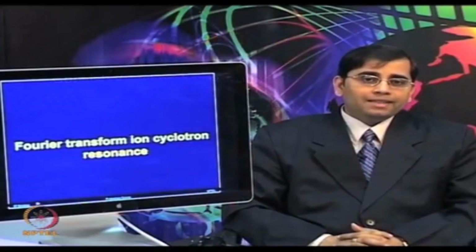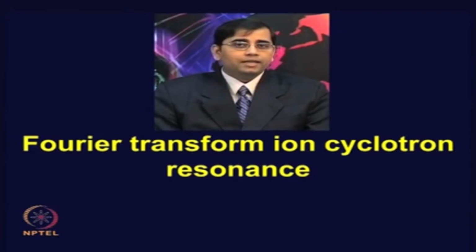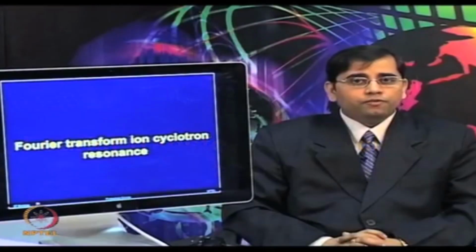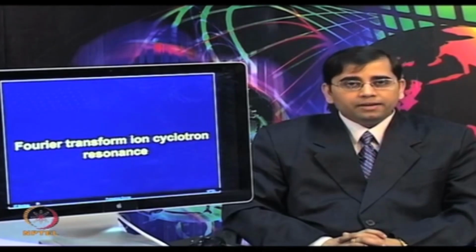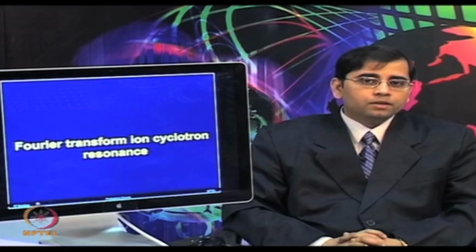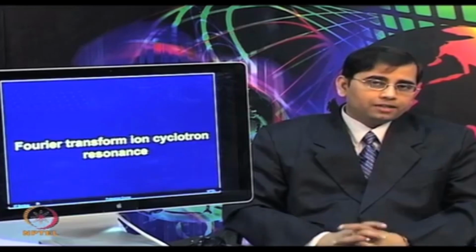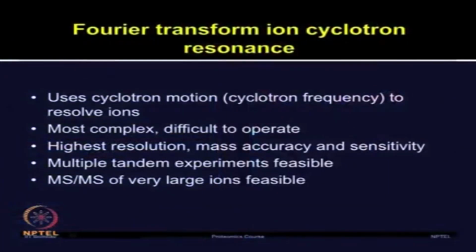One important mass analyzer is Fourier transform ion cyclotron resonance, or FTICR. Due to its high resolution and MS/MS capabilities, application of FTICR MS in combination with electrospray ionization has been employed for large biomolecules, and now it is also used in proteomics. An FTICR MS can be considered as an ion trap system, where ions are trapped in a magnetic field. It uses cyclotron motion or cyclotron frequency to resolve the ions.